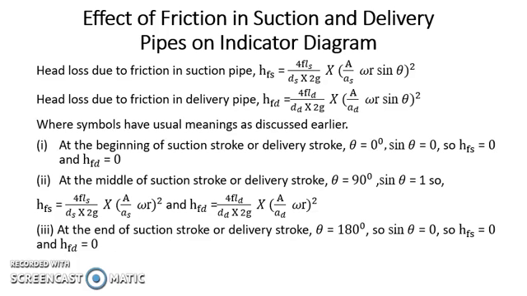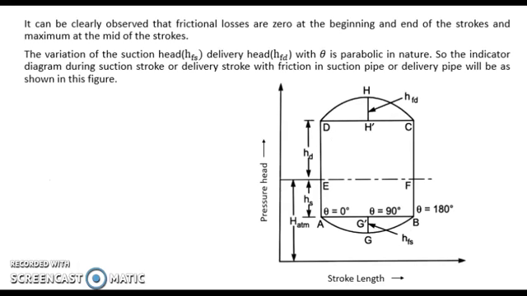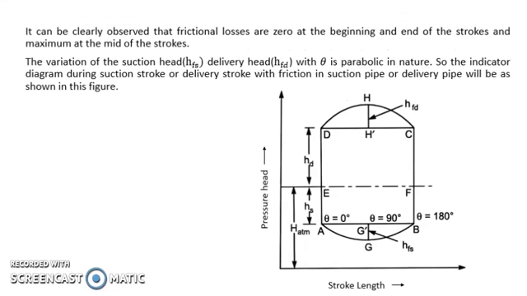The variation of suction head HFS and delivery head HFD with theta is parabolic in nature. So the indicator diagram during suction stroke or delivery stroke with friction in suction pipe or delivery pipe will be as shown in this figure. The work done against friction in suction or delivery pipe is given by the areas of parabolas AGB and CHD respectively.